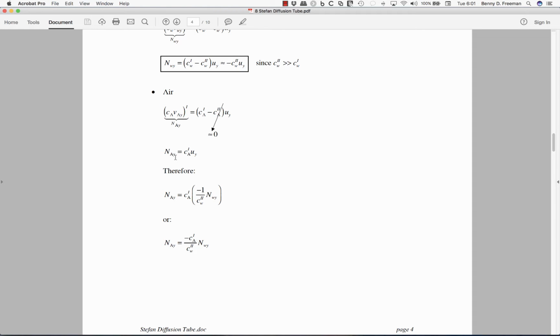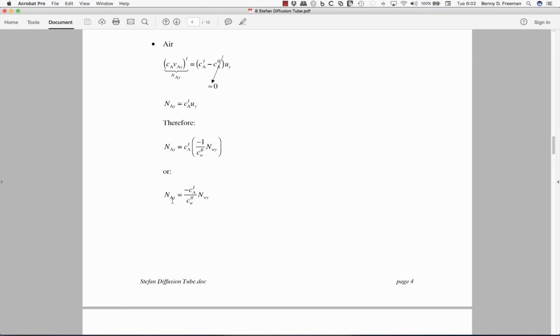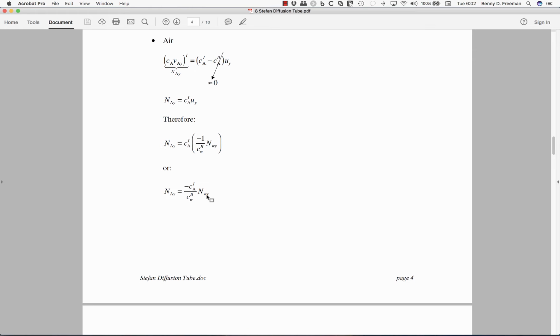And because the air and water fluxes are both related to this interface velocity, we can relate them one to the other as shown here, and you get a relationship between the air flux and the water flux. There's a negative sign there, meaning that the air flux and water flux are counter to each other. In other words, as the water evaporates upward, there has to be some air flowing downward to take its place.